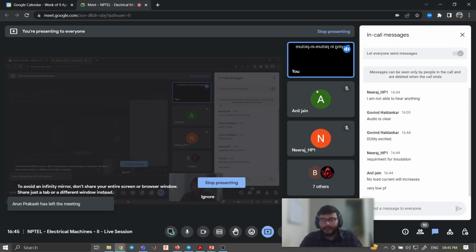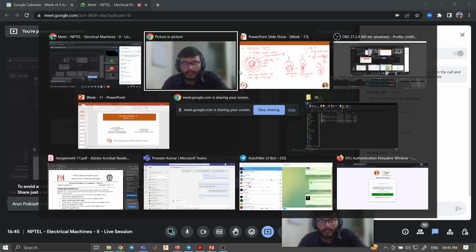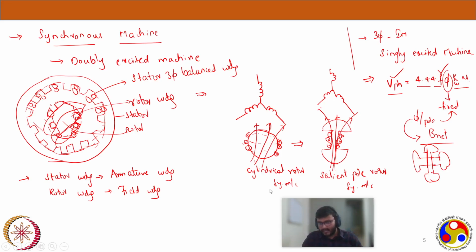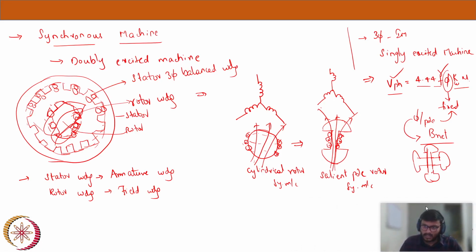The important quality that separates the induction machine from the synchronous machine is that the induction machine draws magnetizing current from the supply. Now, the higher the rating of the induction motor, the higher the magnetizing current drawn by it. So, as someone said, the no load current will be there.